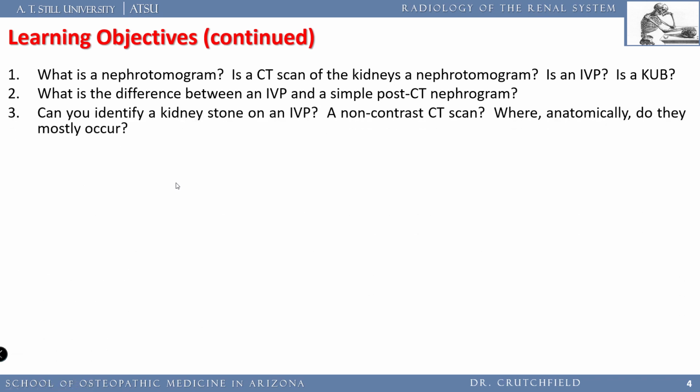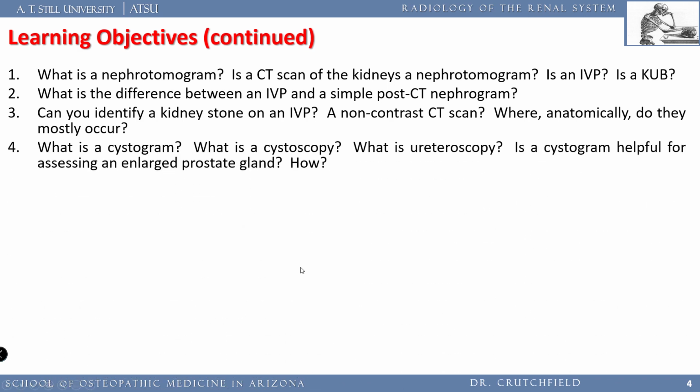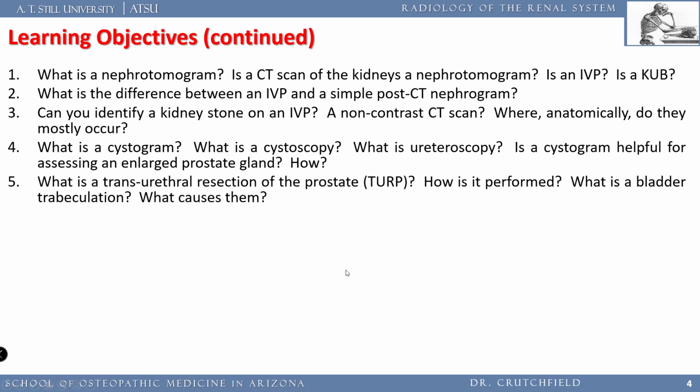Can you identify the kidney stone on an IVP? Can you see a kidney stone on a non-contrast CAT scan? And where anatomically do most kidney stones occur? What is a cystogram? What's a cystoscopy? What is ureteroscopy? Can a cystogram be helpful for assessing an enlarged prostate gland? If so, how? What is a TURP, a transurethral resection of the prostate? How is it performed?